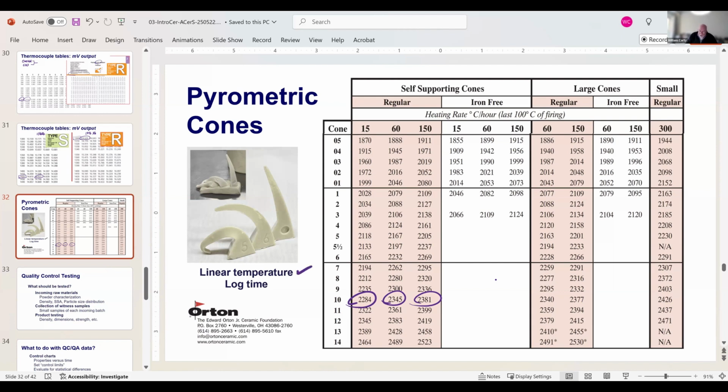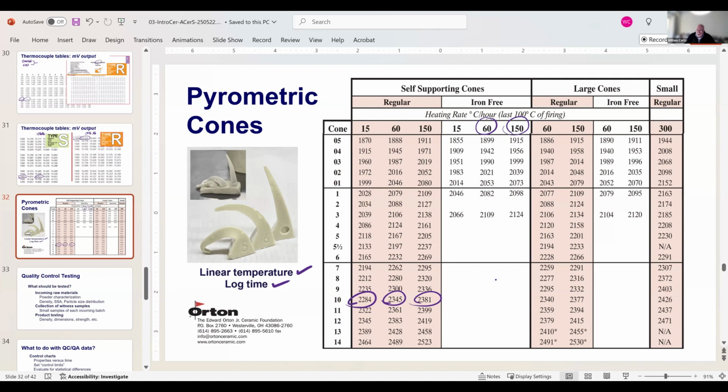Linearly with temperature on the log of time. So if you go up and you hold for an hour, it will appear to be a higher temperature because the system deforms. So for this last 100 degrees C of the firing range, you have to maintain this heating rate, whatever it's going to be. This is 1 degree C a minute. This is 2.5 degrees C per minute. And so these are the temperatures that are referenced.